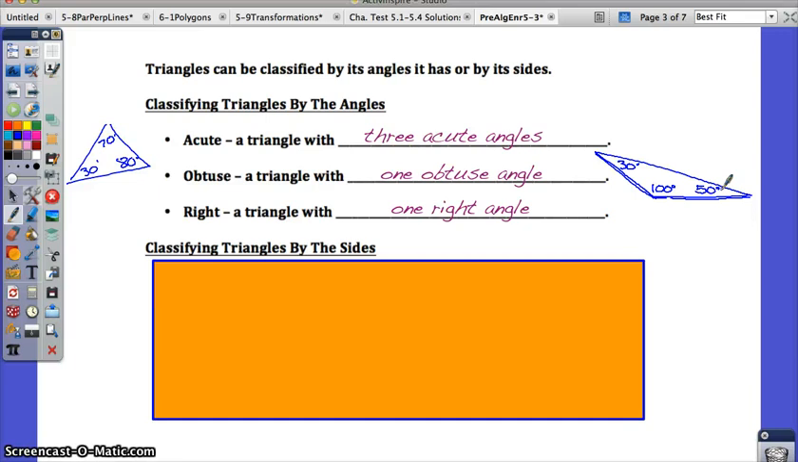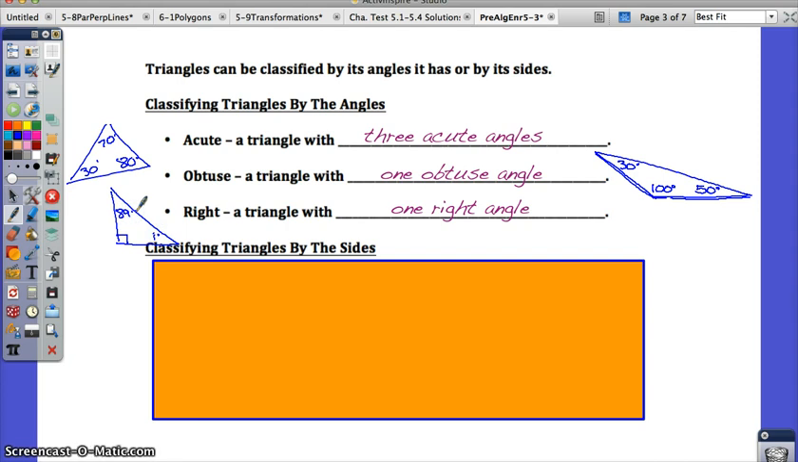And the last type is a right triangle. It's going to be a triangle with 1 right angle. So 1 angle will be right. The other 2 angles will be what type of angles? Let's think about this. If all together they add up to 180, and this one's 90, that leaves only 90 left for these 2. So they must both be acute. Maybe this is 89 and maybe this is 1 degree. They're still both acute angles.